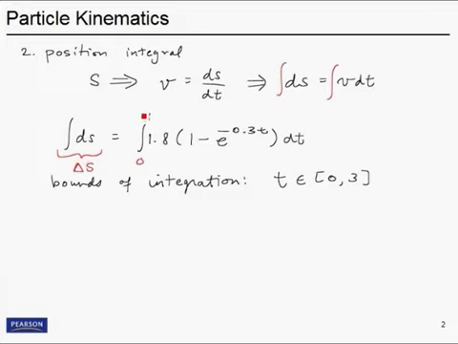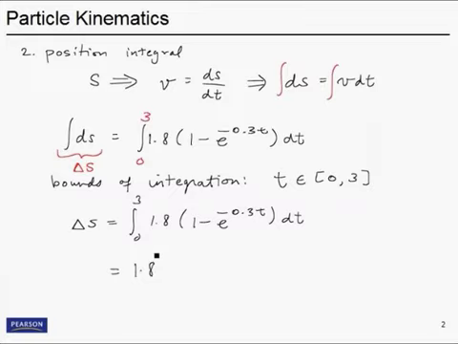So we know that delta s now is going to be this integral from 0 to 3 of 1.8 times (1 minus e to the minus 0.3 t) dt, and we're going to be able to break this up in a couple of ways. So for example, here we're going to do 1.8 out in front, and then in brackets an integral from 0 to 3 of 1 dt minus an integral from 0 to 3 of e to the minus 0.3 t dt, and we'll close that bracket.